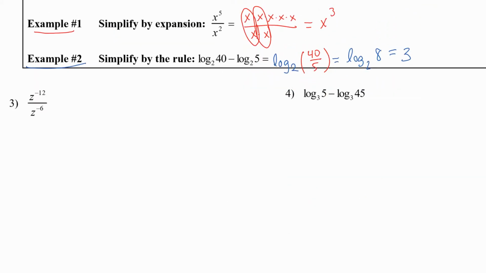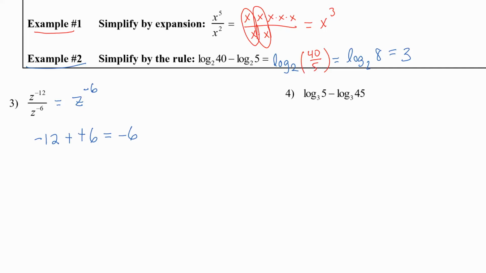So on number 3, we've done this before. We're dividing 2 powers. When we divide 2 powers with the same base, the base stays the same, so it's z. And then we do the top exponent minus the bottom exponent. So negative 12 minus negative 6. And subtracting a negative is the same thing as adding a positive. So we can keep that. And so when we subtract those, we're going to get negative 6. And we could write our answers a few different ways, but that one is fine.